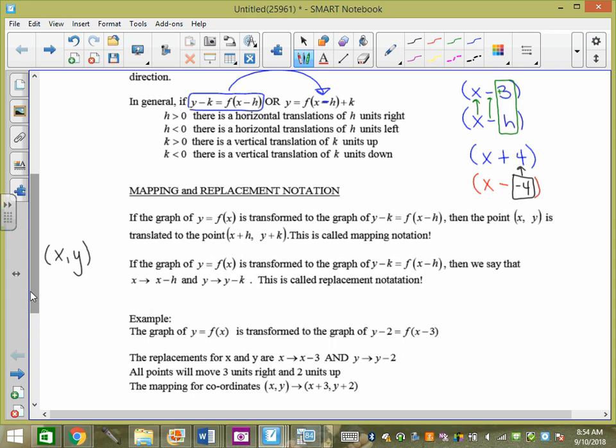Because in 2 days, we're going to have stretches and reflections as well, which is way more complicated than just moving left or up or down, right? Right or left or up or down. So you need to know mapping. Mapping is your best way to move points.